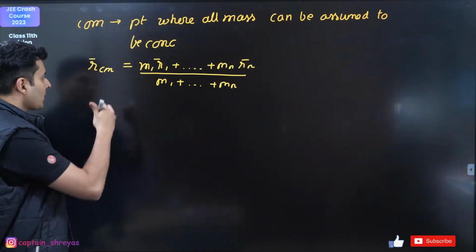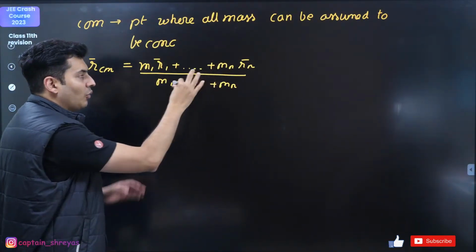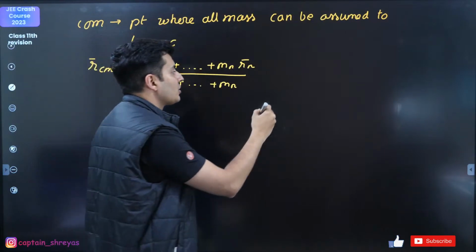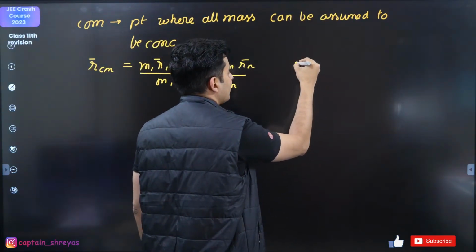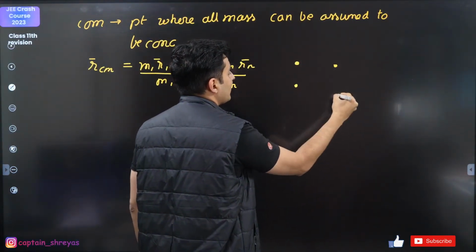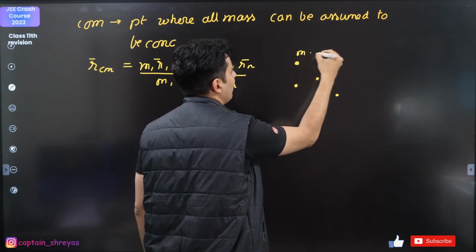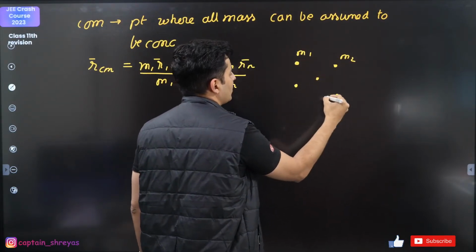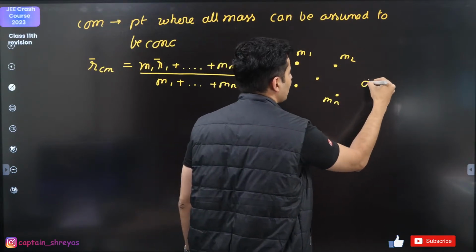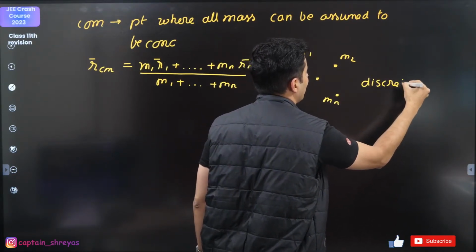Don't worry. Now, if you want to use this formula, you need to keep in mind this is okay if the masses are discrete. That means you can separate out the particles. You have m1 mass here, m2 mass here, so on and so forth, mn mass over here. This is basically discrete masses.